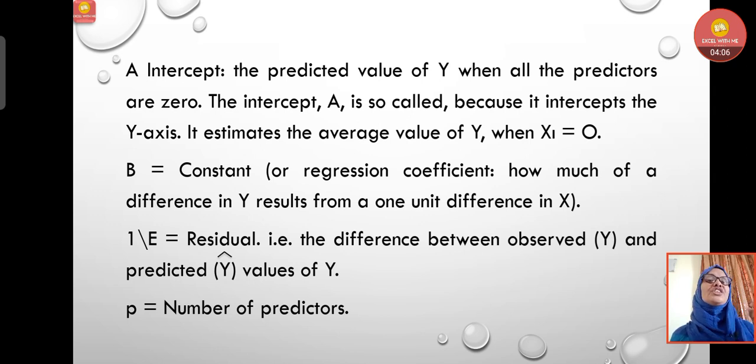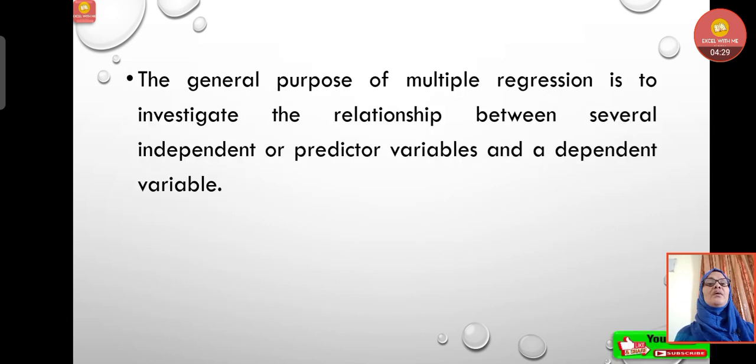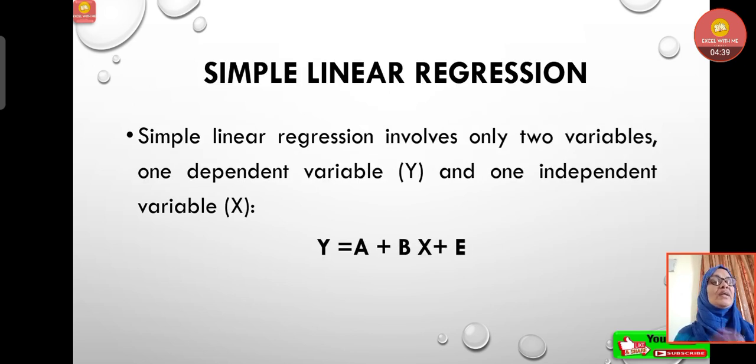Now b, constant or regression coefficient, is how much of a difference in y results from a 1 unit difference in x. Then e, that is residual, the difference between observed y and predicted y values of y. Now p, number of predictors. The general purpose of multiple regression is to investigate the relationship between several independent or predictive variables and a dependent variable. Now let's understand simple linear regression, multiple linear regression.